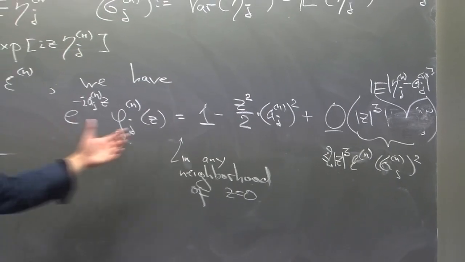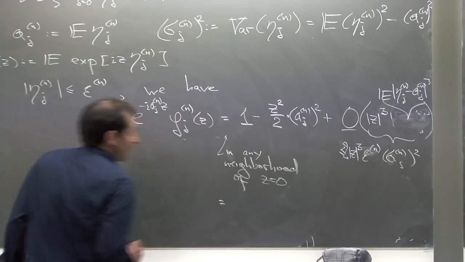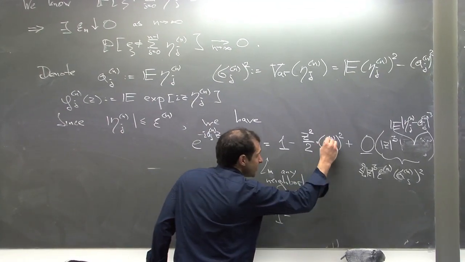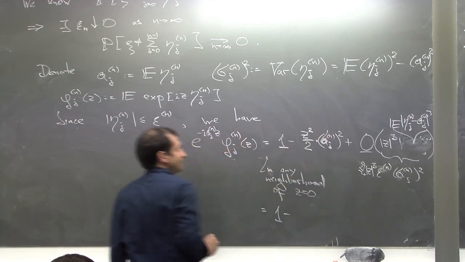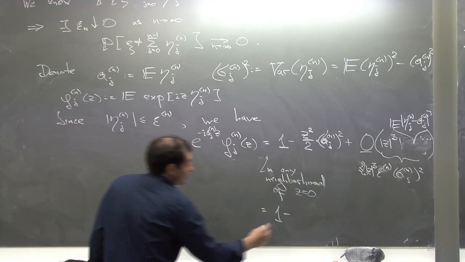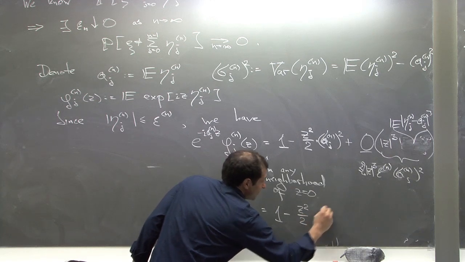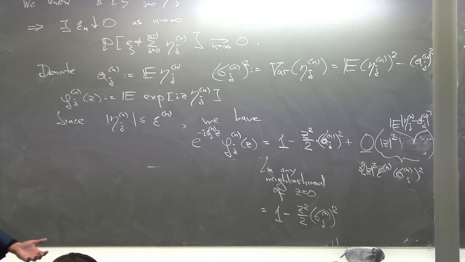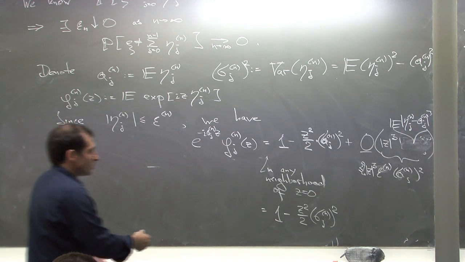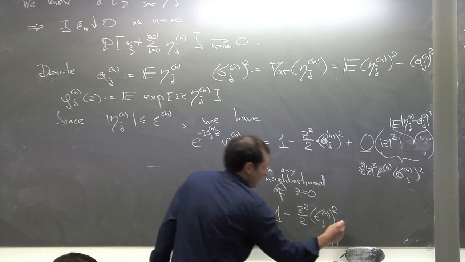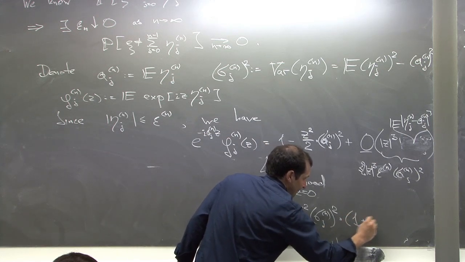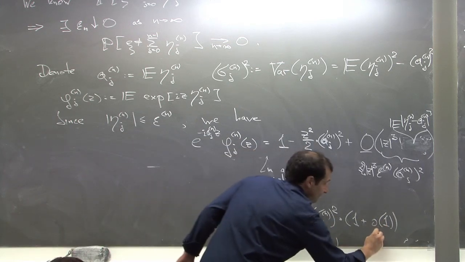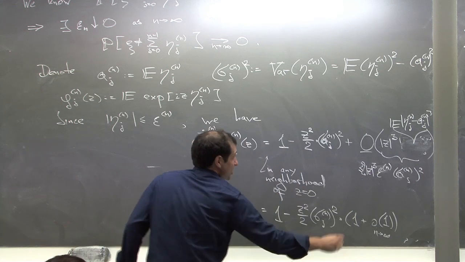Okay, so what is the bottom line? The bottom line is that here I can write it this way, and here it's sigma also, the second moment. I have this term. Remember, this is what should give me the normal distribution at the end of the day. And everything else is smaller as n tends to infinity. Why? Just because of this guy.